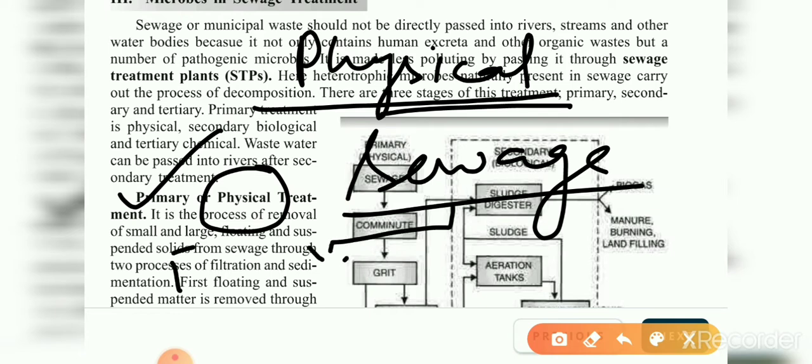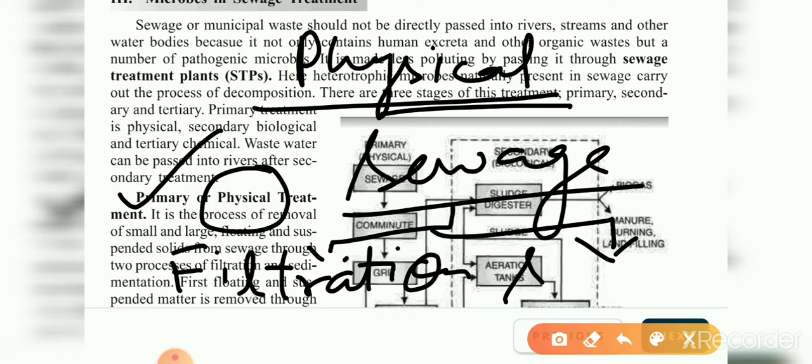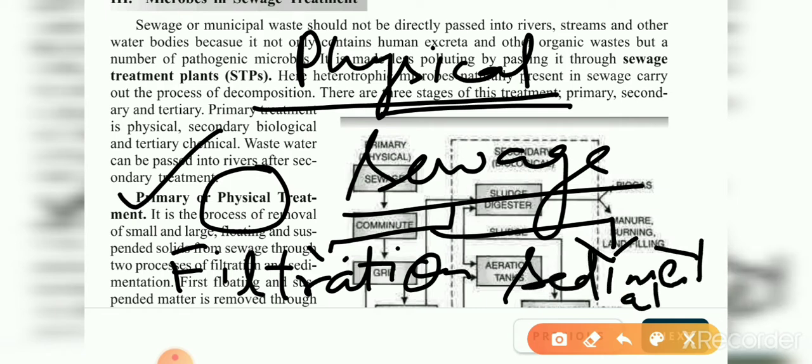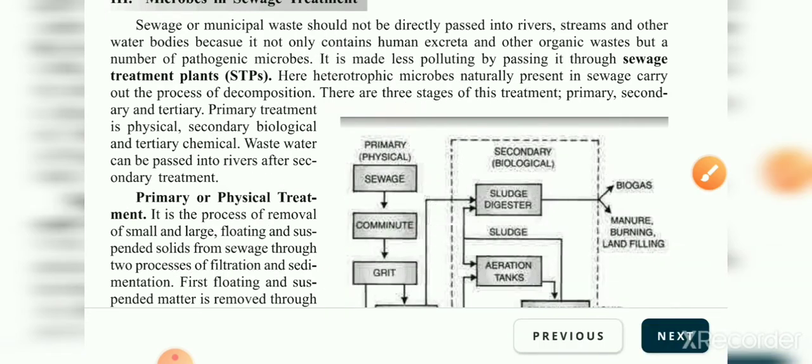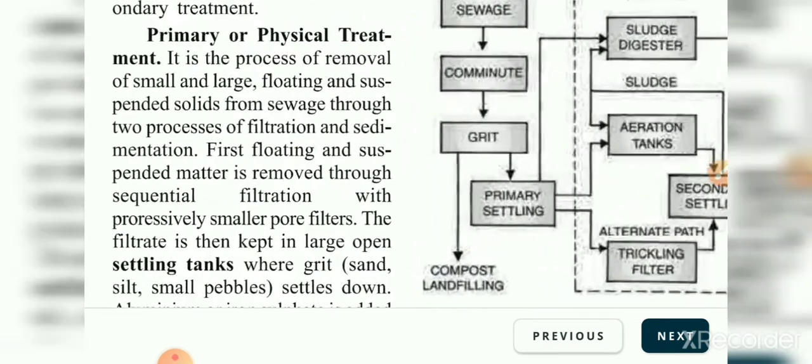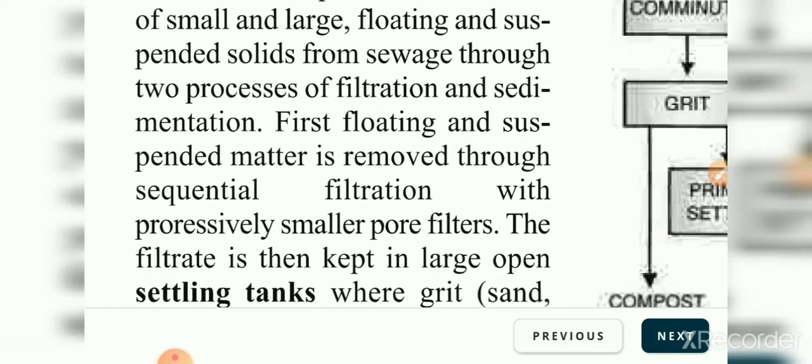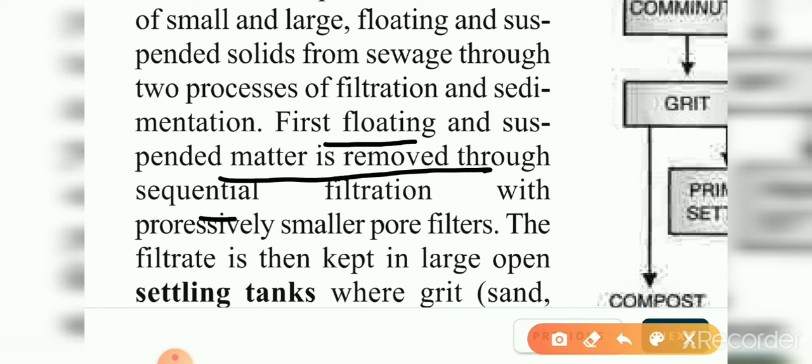The first physical method is filtration, and the second method is sedimentation. Okay, first is filtration. You know what is filtration? In filtration, what is done? The sewage is collected, and first the floating and suspended matter are removed from the sewage by the filtration method.